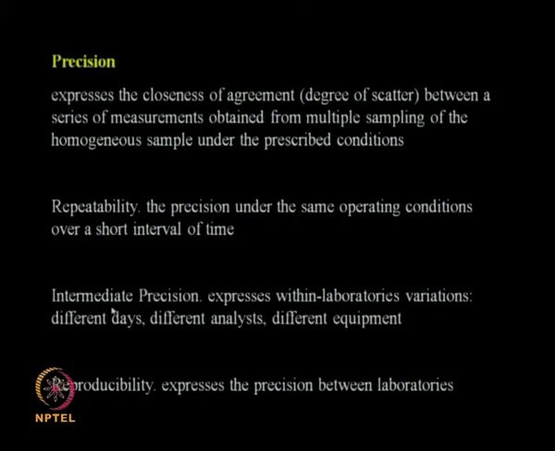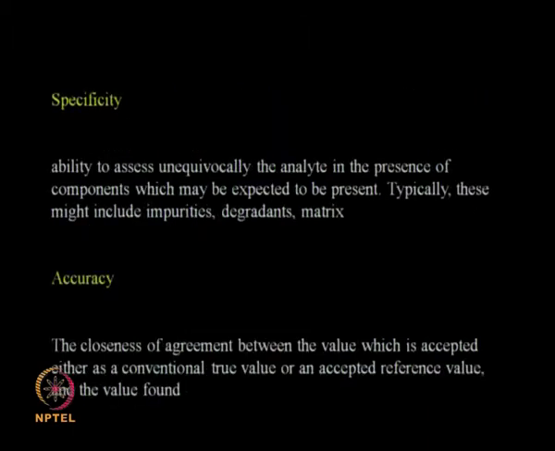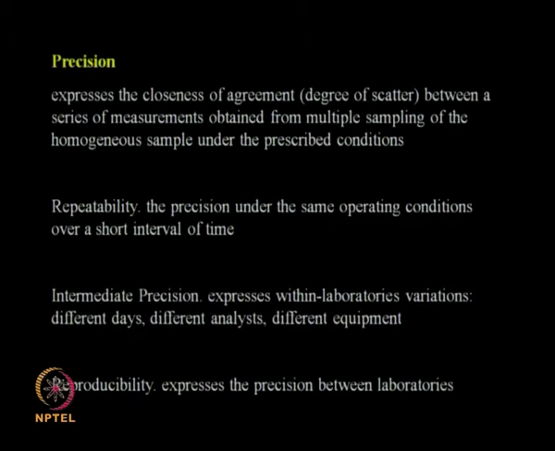Then you have the intermediate precision, that means within-laboratory variations on different days, with different analysts, different equipment and so on. So precision and accuracy, you can see both are very important. Precision is when I repeat many times, am I getting the same answer or a different answer. Accuracy is when I get an answer, how close it is to the real answer, the correct answer or expected answer. That is the accuracy.